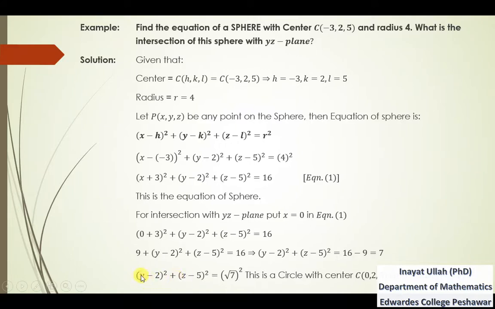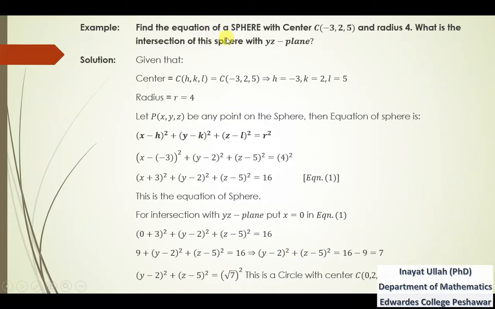So it means that this is the reflection of that sphere on the YZ plane. The reflection of the sphere on the YZ plane looks just like a circle. So that is actually a circle. A circle contains two variables. That is a 2D shape. So that is the equation of a circle on the YZ plane, whose center is x equal to 0, y is 2, and z is 5, and the radius is the square root of 7.